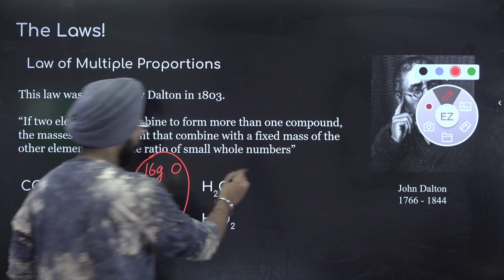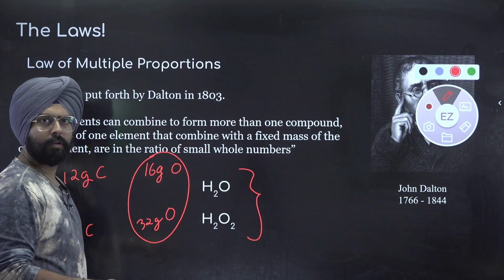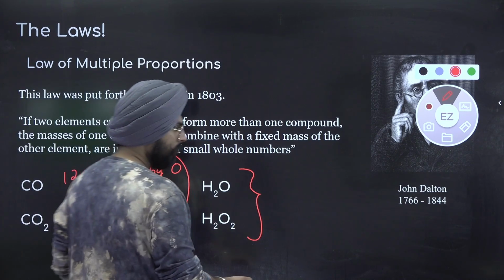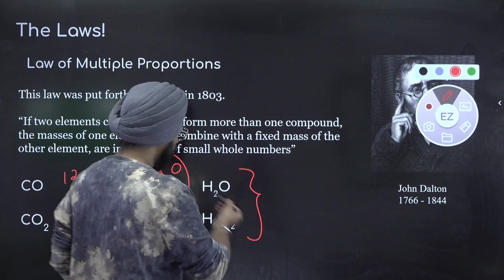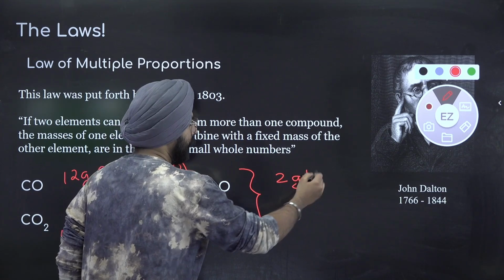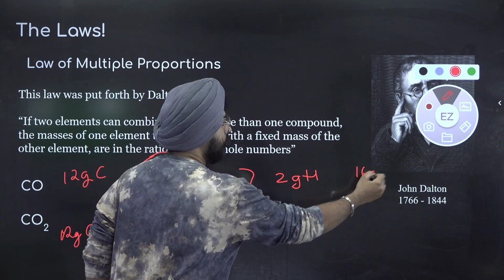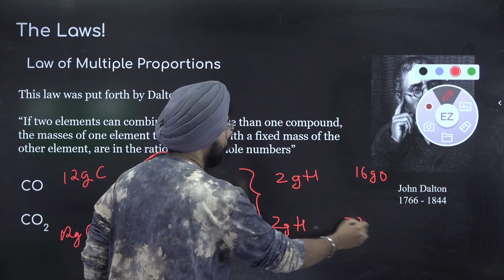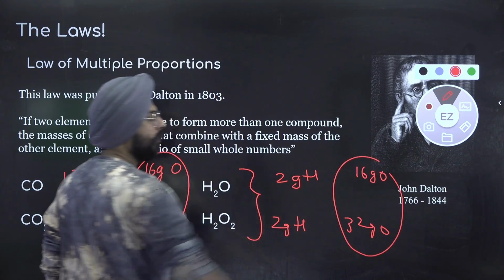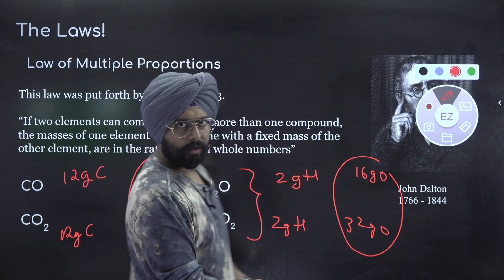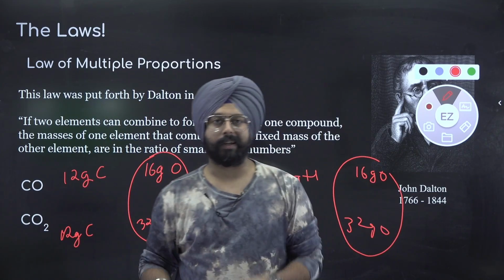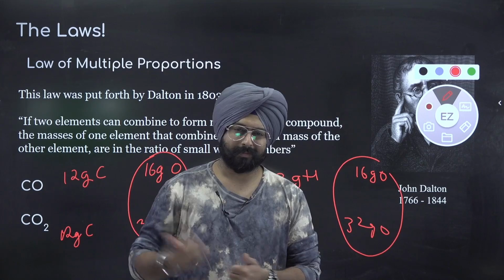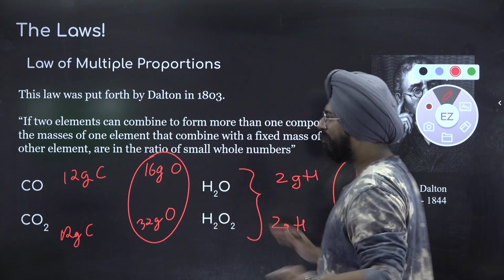Okay. Same thing over here. You can try it yourself if you want. Fine. Over here I can write 2 grams of hydrogen combines with the 16 grams of oxygen. Over here I can write 2 grams of hydrogen combines with 32 grams of oxygen. Again, this ratio is a simple 1:2 ratio. Okay. Small whole number ratios. It's obvious to us.